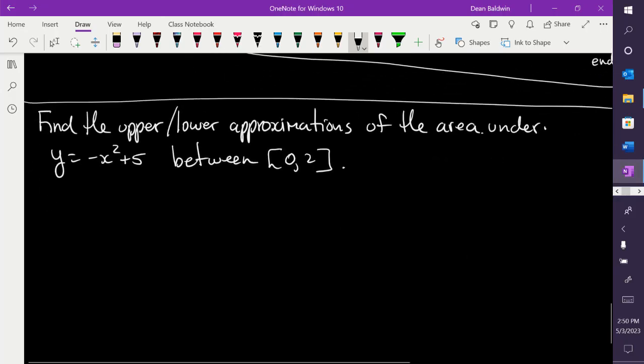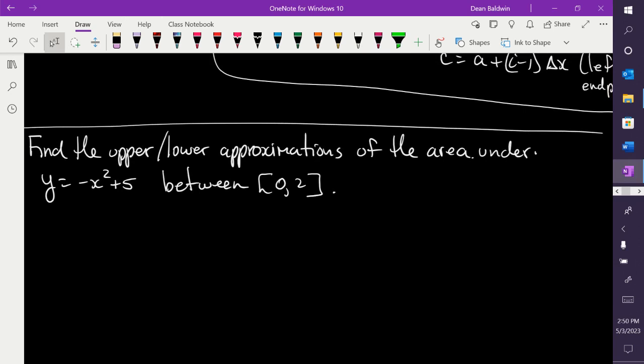Okay. All right, I always draw a picture. You don't have to draw a picture. I'm going to draw a picture. So find the upper and lower approximations of the area under the curve y is equal to negative x squared plus 5 between 0 and 2. All right. So we're talking about this.